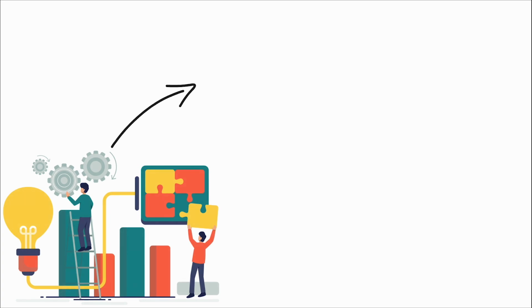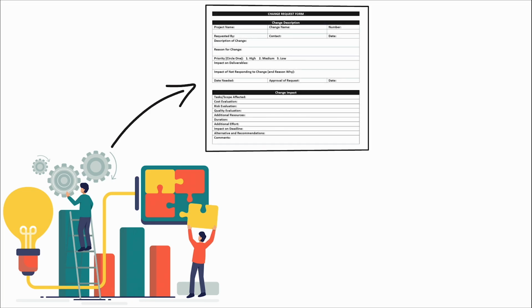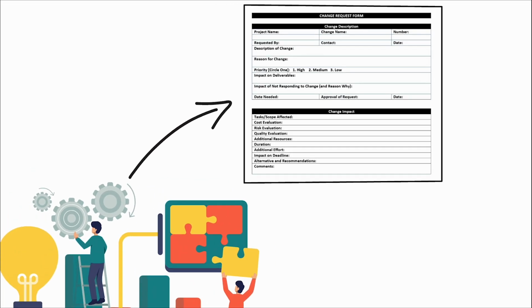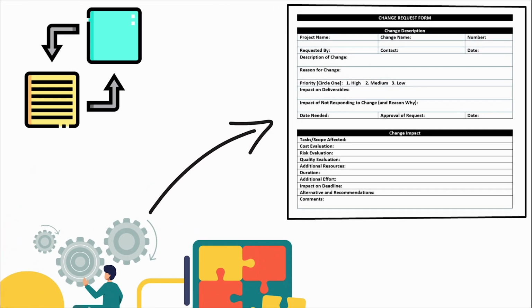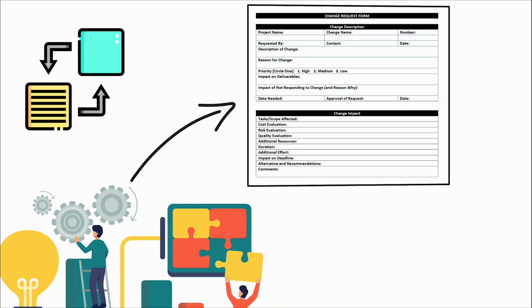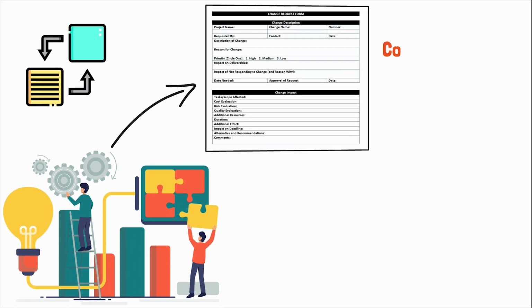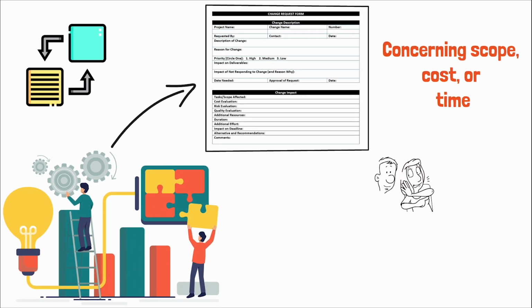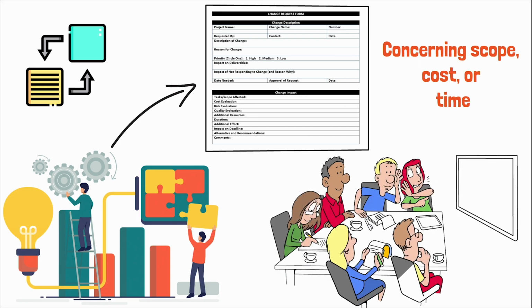Within the life of a project, changes are as inevitable as the changing tides. To accommodate these changes, a project manager must be prepared with a change request form. This form acts as a formal proposal for alterations to any aspect of the project plan, be it the documents, deliverables, or baselines concerning scope, cost, or time. It's the mechanism by which the project adapts to new circumstances while maintaining control and order.